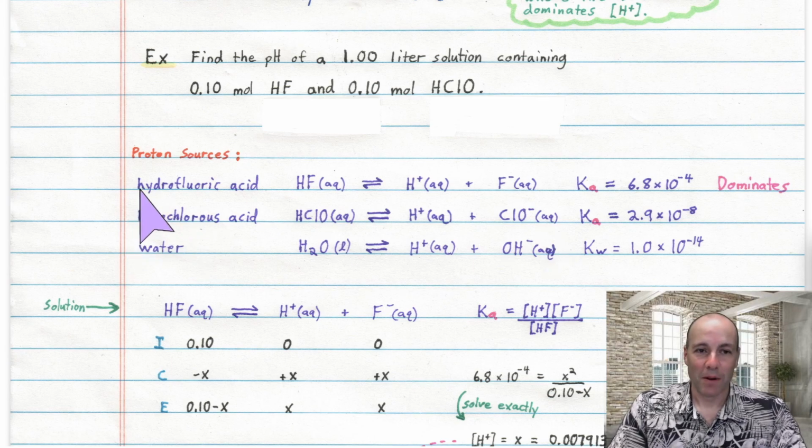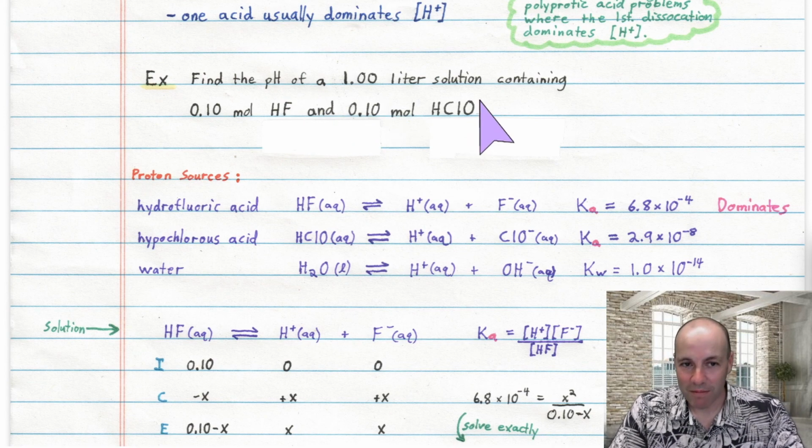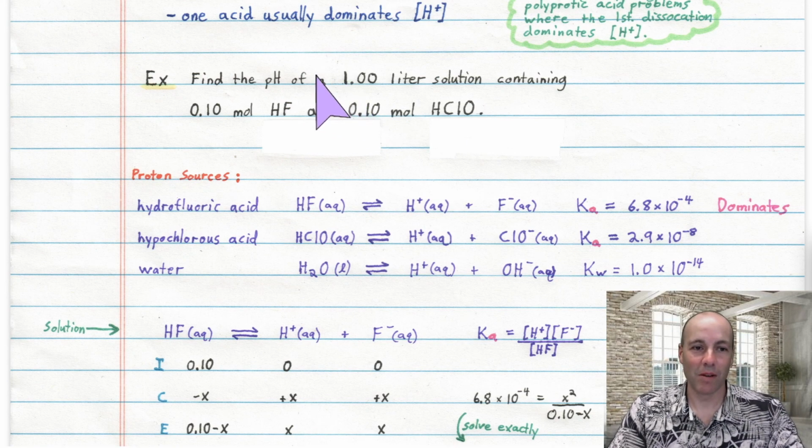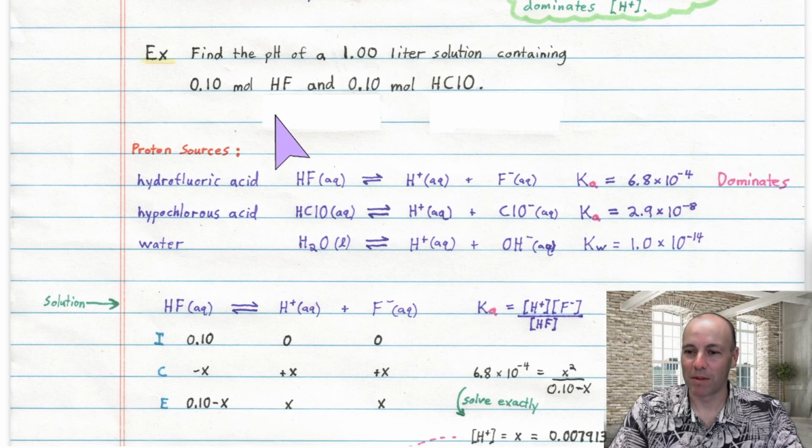So if you're asked to find the pH of this mixture, just delete that. In other words, find the pH of 0.1 molarity HF. So that's what we're going to end up seeing, how we can approach this problem.